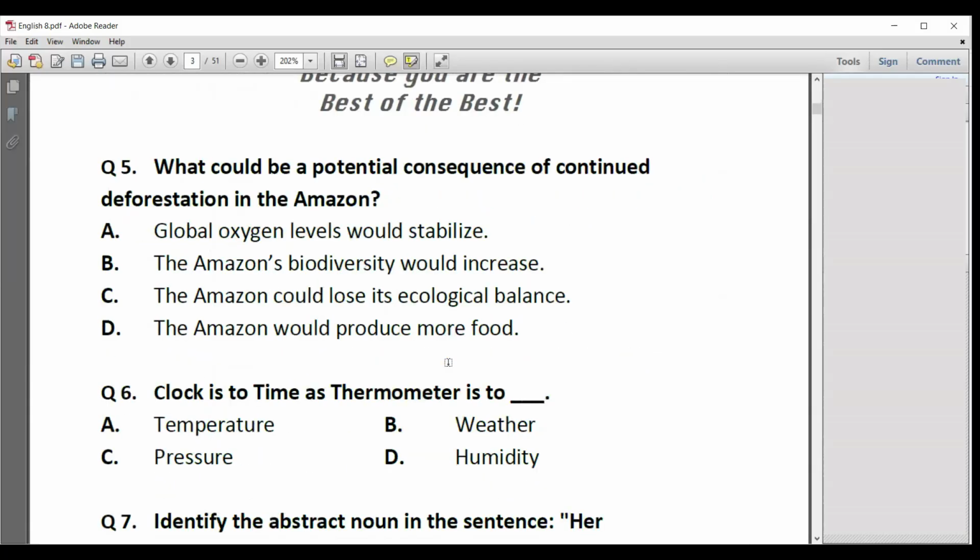Question 5. What could be a potential consequence of continued deforestation in the Amazon? A. Global oxygen levels would stabilize. B. The Amazon's biodiversity would increase. C. The Amazon could lose its ecological balance. D. The Amazon would produce more food. The correct option is option C, the Amazon could lose its ecological balance.